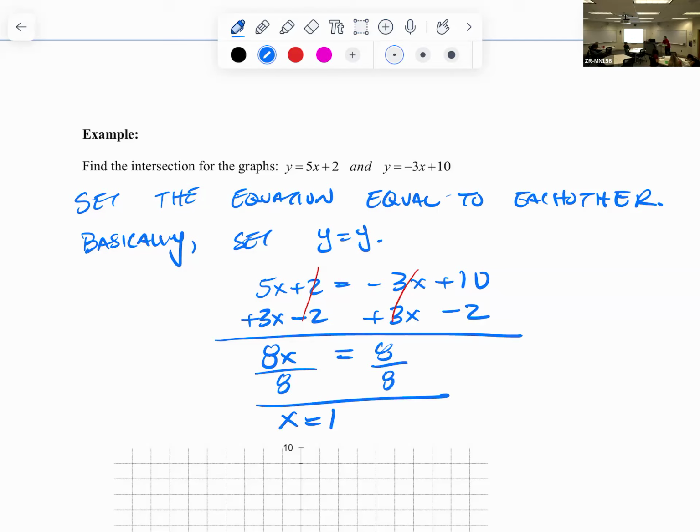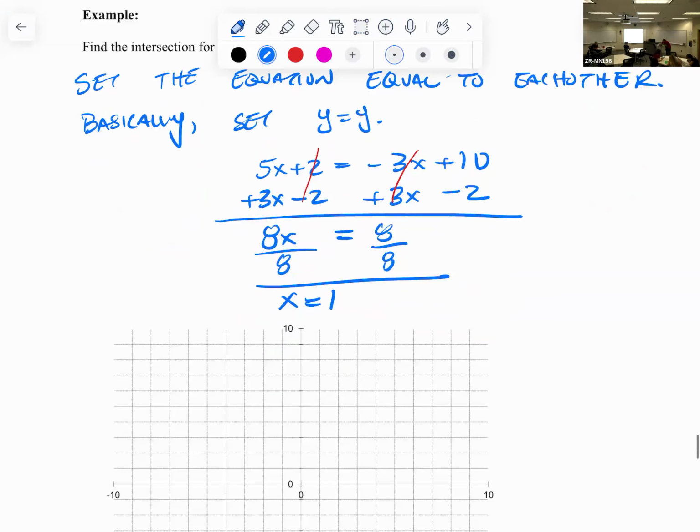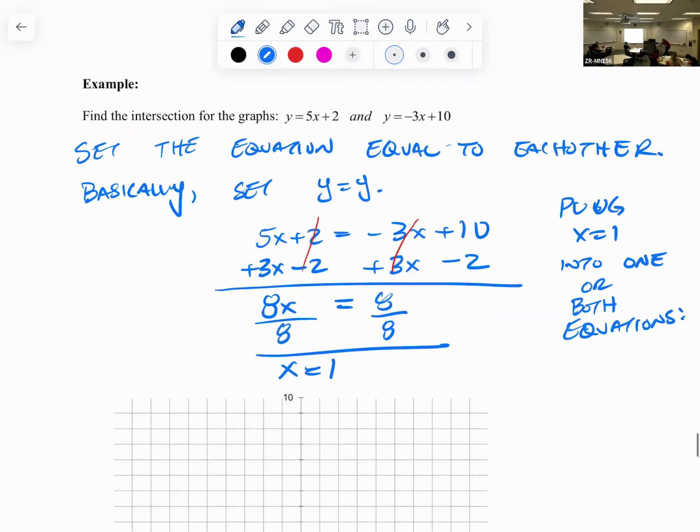X equals 1. Now remember, we are in 2 dimensions, so that is just x equals 1. How do I find the y coordinate? Plug it back in. So plug x equals 1 into one, or better yet, both equations. I plug it into both equations because that verifies that I had it correct.